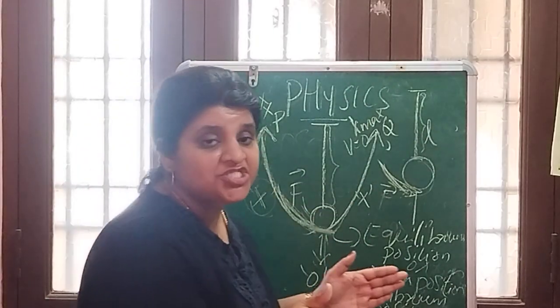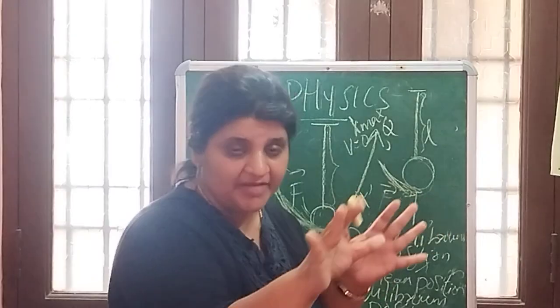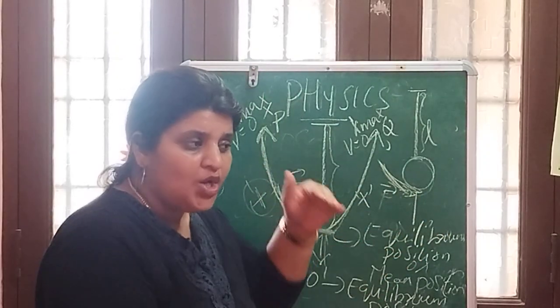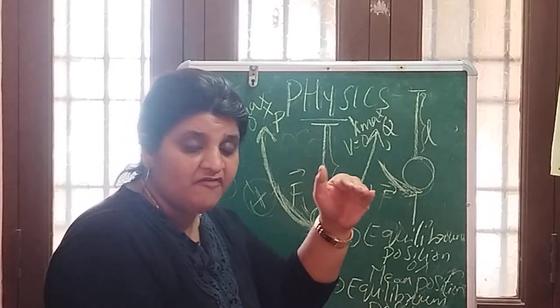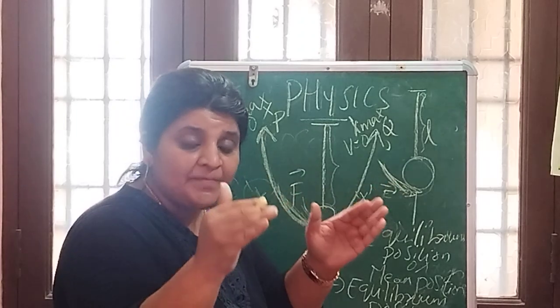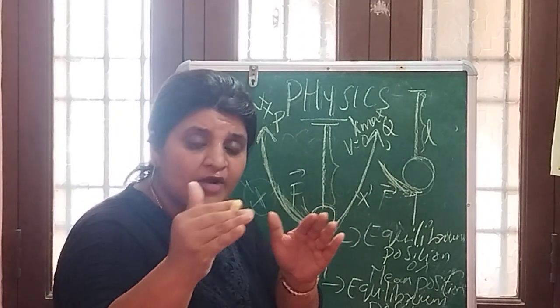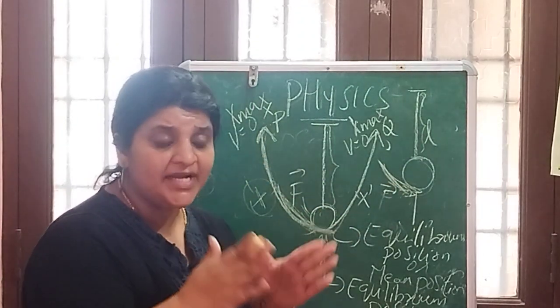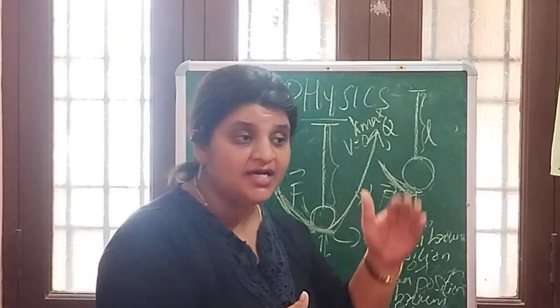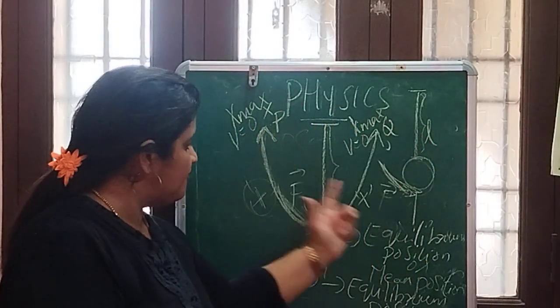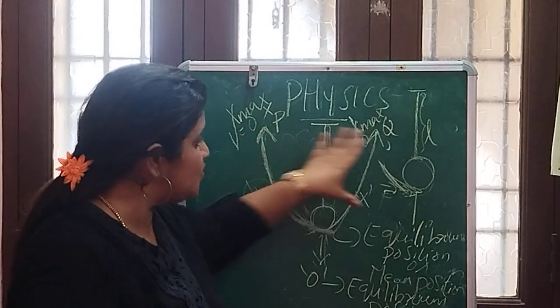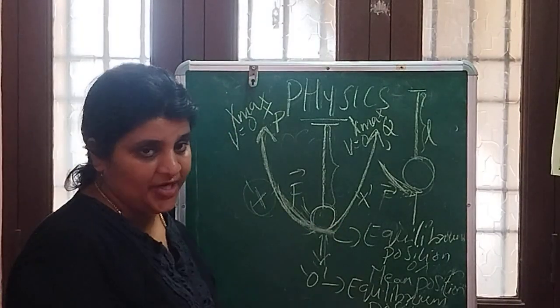So we will define oscillation in a complete way as the to and fro motion of a body between two extremes through a fixed point, and that process will repeat for a particular interval of time. This is the complete definition of oscillation. It is the to and fro motion of a body between two extremes through a fixed point.